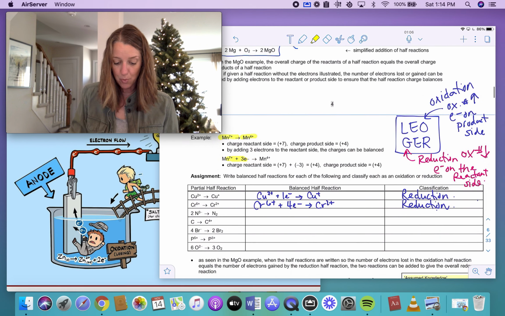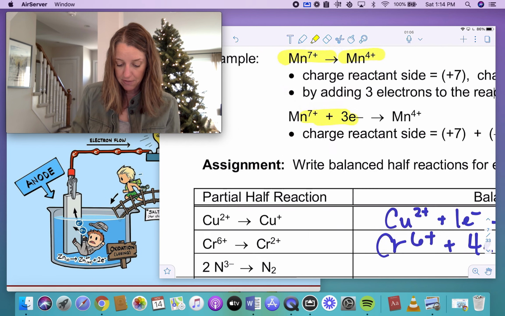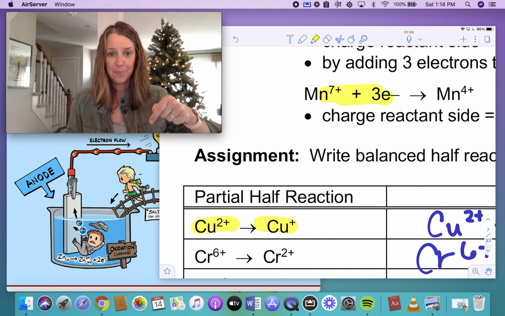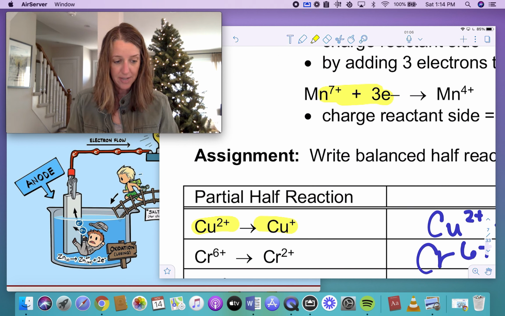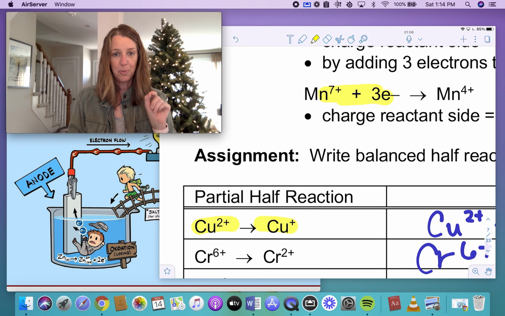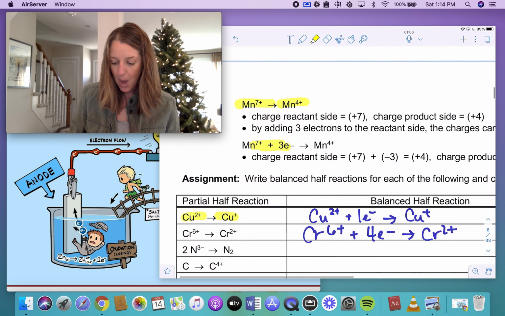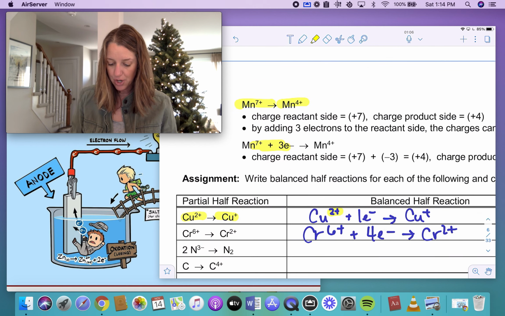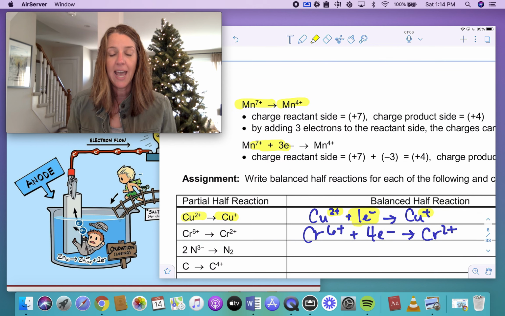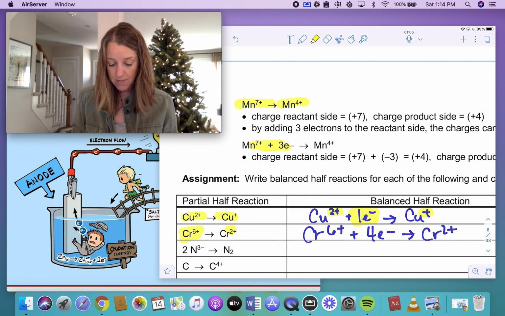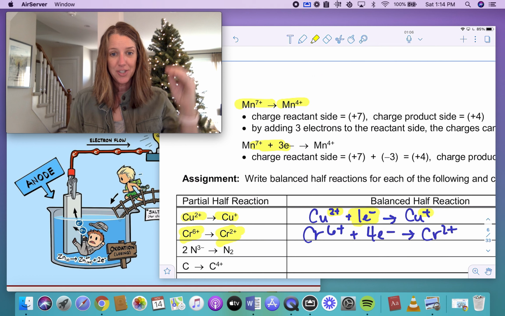So then what you want to do is balance these. These are just partial half reactions, and I want you to see if you can figure it out, okay? Cu2+ going to Cu+. What's happening to the oxidation number? It's going down, okay? When the oxidation number goes down, that means it's a reduction. That means you put the electrons on the reactant side because it's been reduced. How many electrons? Well, you have a 2+ charge and a 1+ charge. Clearly, you're going to be adding 1 electron to the reactant side. Okay, chromium, 6+ to 2+. 6+ to 2+.